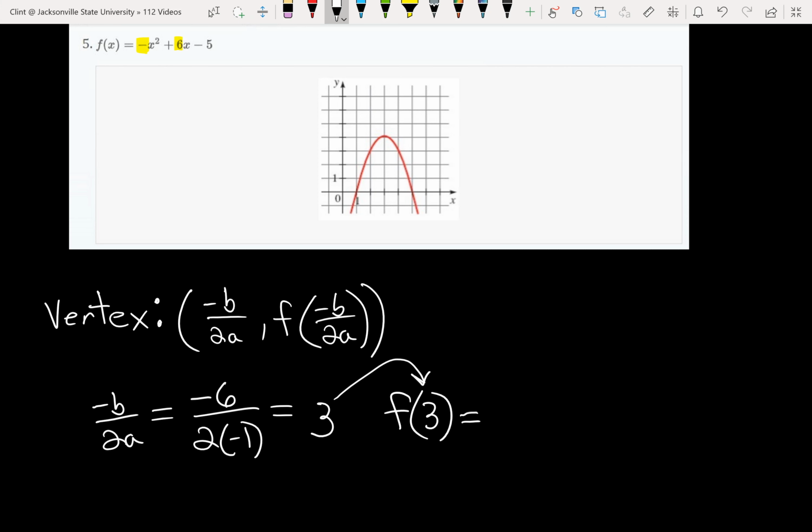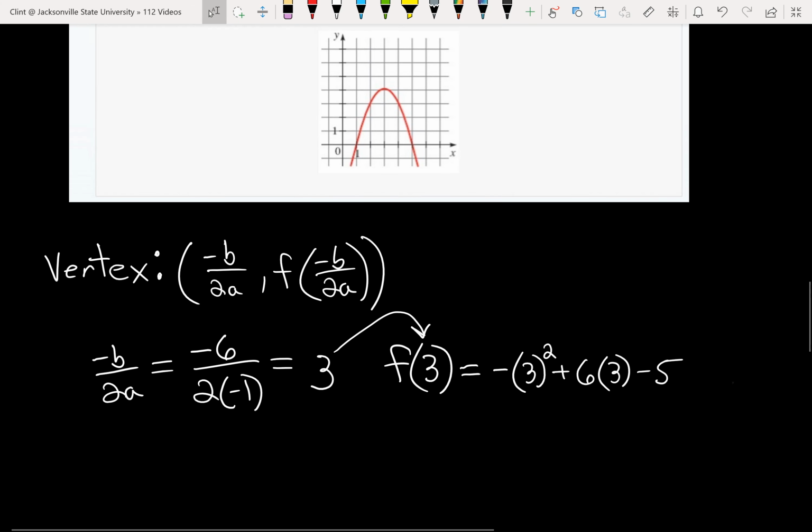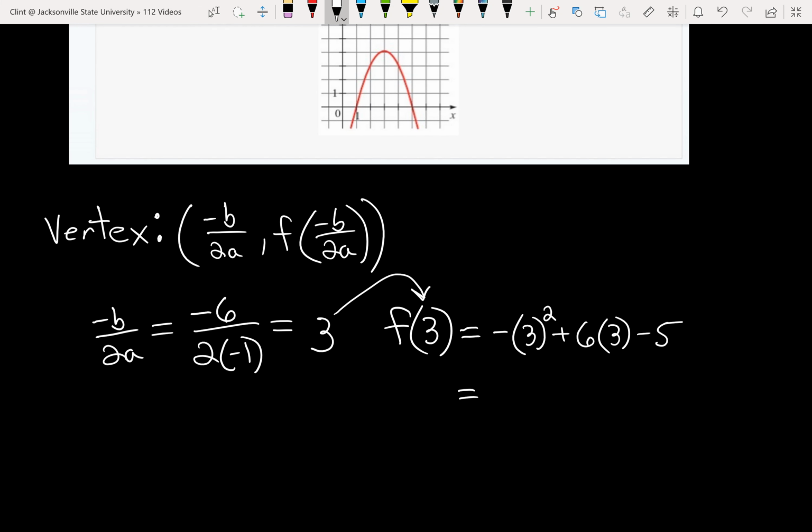So we're looking back at our function up here, and we're plugging in 3 for x. So we'll have -3 squared plus 6 times 3 minus 5. So let's see what that works out to. That'll be -9 plus 18 minus 5.